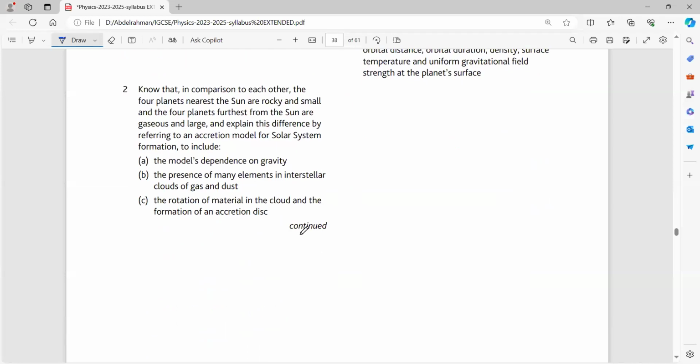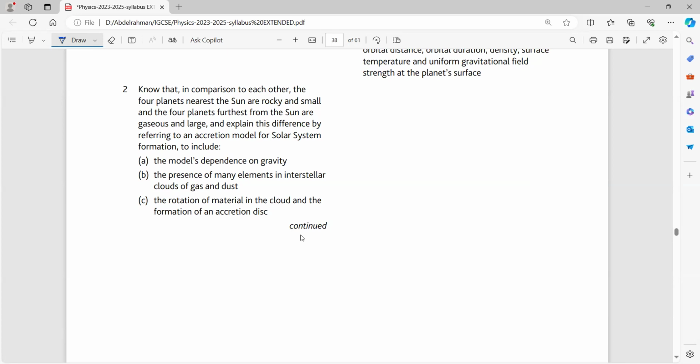Again, moving on to the planets, we have 4 inner planets and 4 outer planets. The 4 inner planets are what? Rocky and small. Usually they have a higher temperature. The 4 outer planets are gaseous and large, and usually they have a lower temperature.